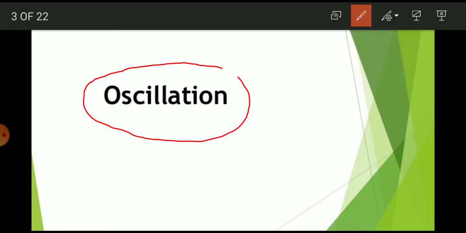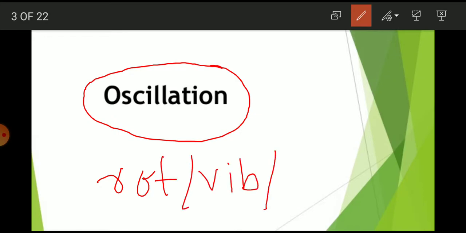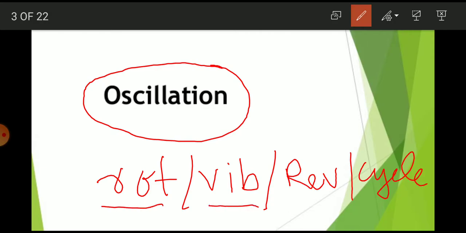First, we will explain oscillation, rotation, vibration, revolution, cycle. All these represent the same type of motion. This motion is periodic. If all these types of motions are periodic, it is called simple harmonic motion.